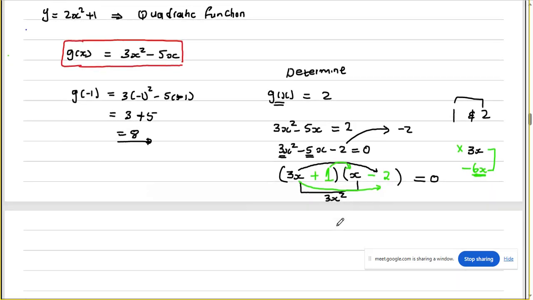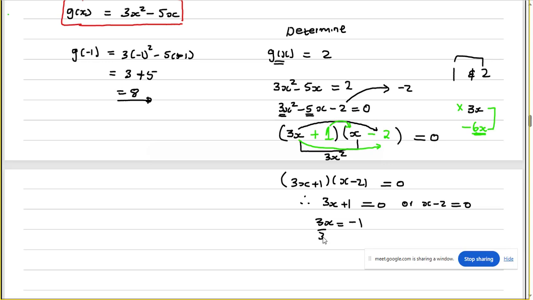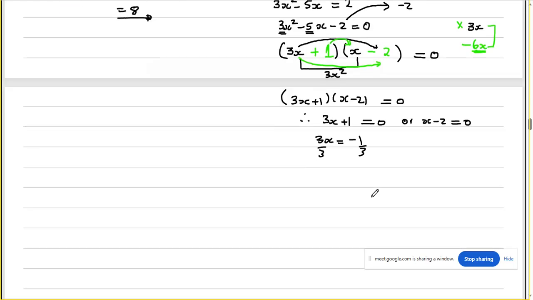Meaning that this equation, if we continue, is just 3x plus 1, close the bracket, into x minus 2, equals 0. When you solve for x, we can now use the zero product property. So this will be 3x plus 1, equate this to 0, or you take the x minus 2, equate it to 0. When you solve, the 1 comes to the other side to be minus, divide both sides by 3. Then you're going to have your x to be minus 1 over 3, or the value of x is just 2, as the 2 comes to the other side.